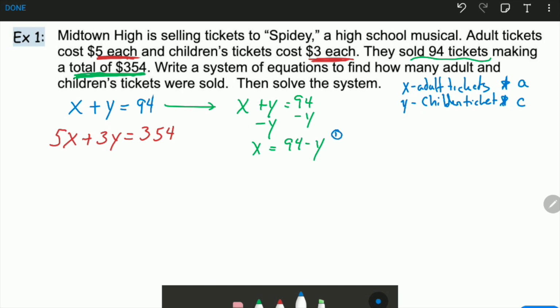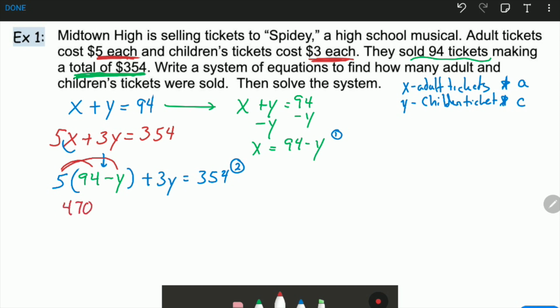That was step 1. Step 2, we're going to replace x. So 5 times (94 minus y) plus 3y equals 354. That is step 2 for the substitution method. We're going to distribute. So let's see, 450, 470. That's 5y plus 3y equals 354.